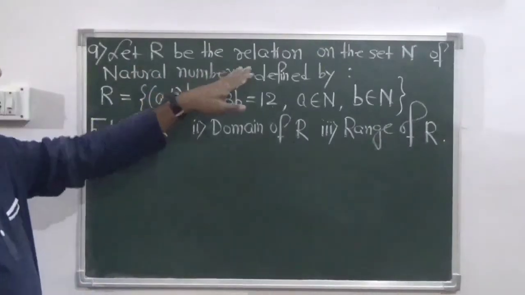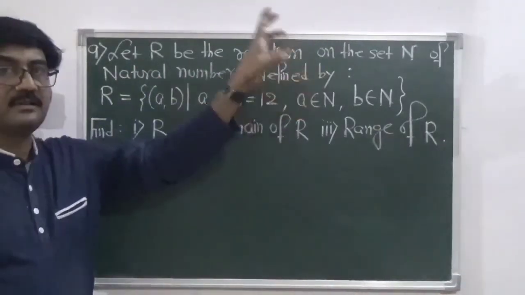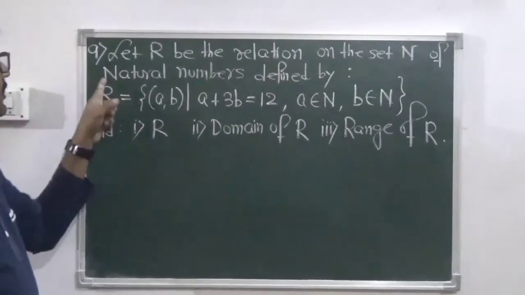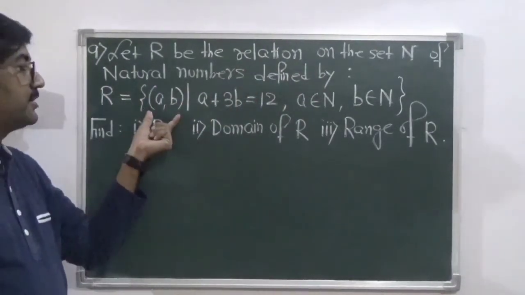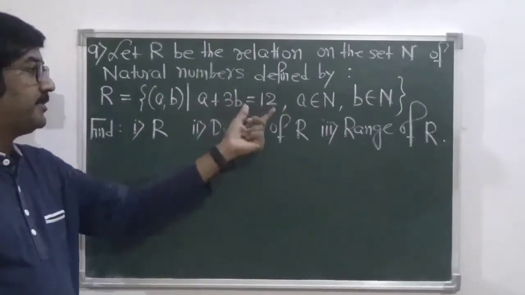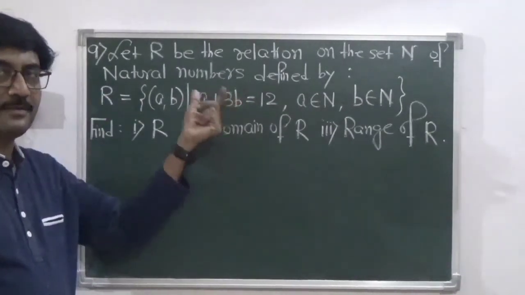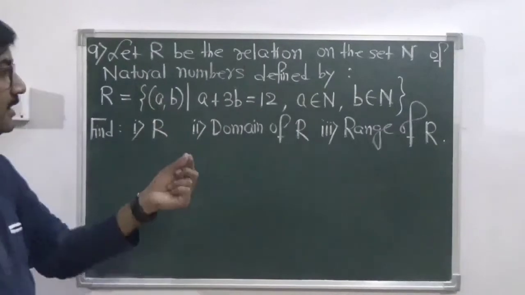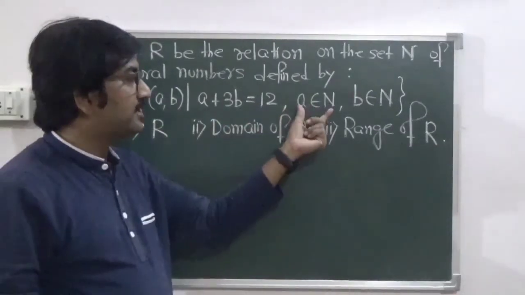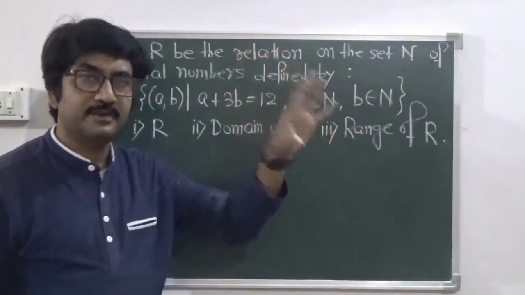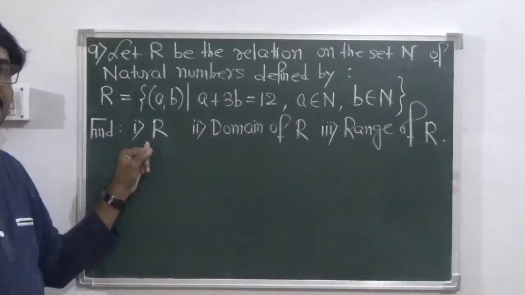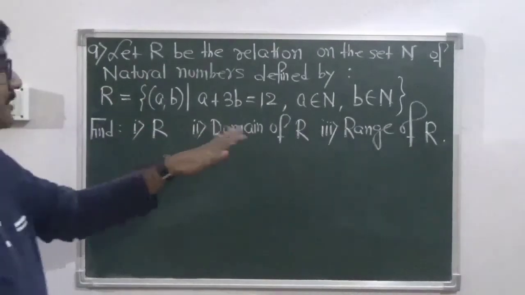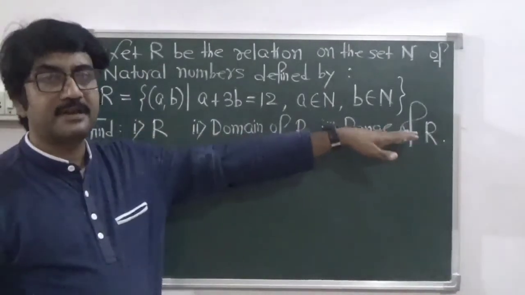Let R be the relation on the set N, that is the natural numbers, defined by R equals the ordered pairs (A, B). The condition given here is A plus 3B equals 12. This is the condition on the basis of which the relation is to be defined, where A belongs to the set of natural numbers and B also belongs to the set of natural numbers. So you need to find, number 1, R, that is the relation in the roster form. Secondly, the domain of this relation, and finally the range of the relation.